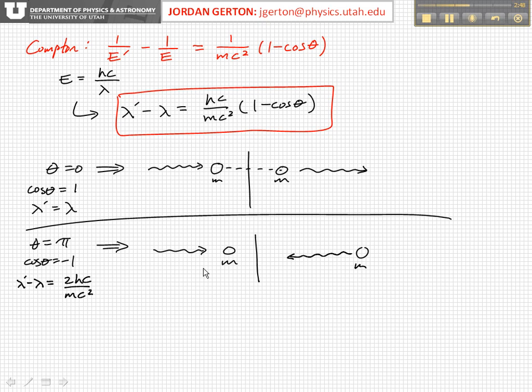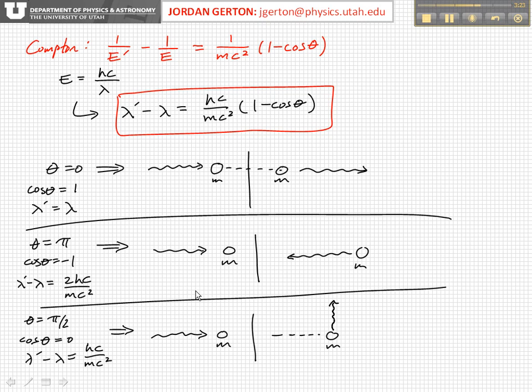Now let's think about when theta equals pi. In that case, the initial photon comes in from the left, scatters off the electron, and comes straight back in the direction from which it came. So cosine theta equals -1, and you have the largest shift that you can have in the wavelength. The difference between the outgoing and incoming wavelength is equal to 2hc over mc squared.